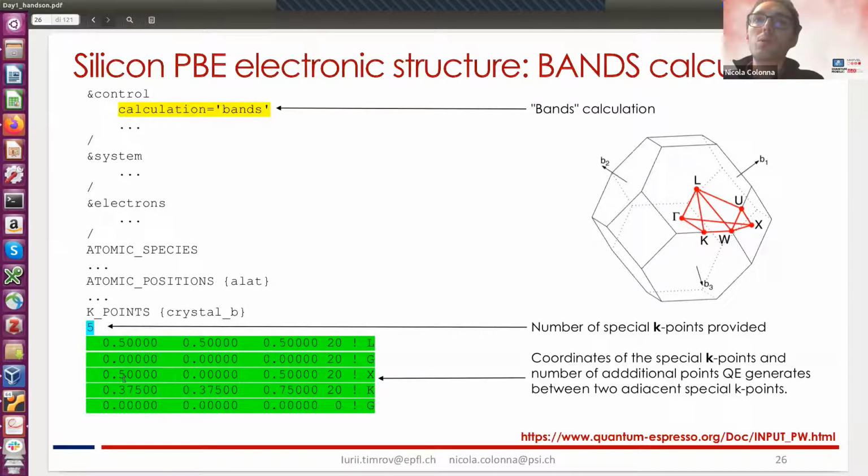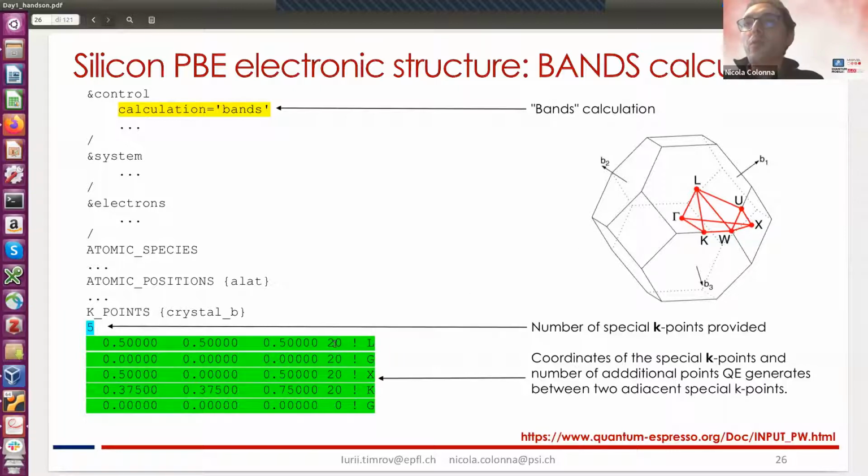So you'd see 1, 2, 3, 4, 5 high symmetry points listed here. And then you specify the coordinates: the first 3 numbers are the coordinate of the high symmetry point, in particular 1/2, 1/2, 1/2 is what corresponds to the L point in the Brillouin zone.